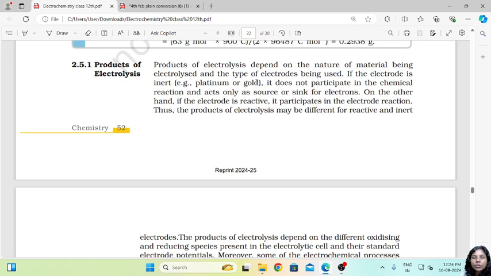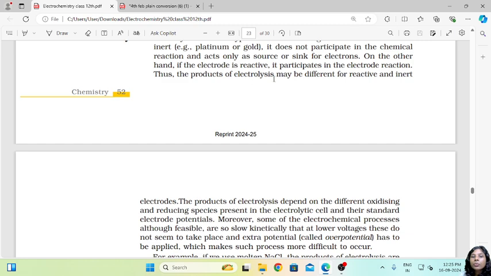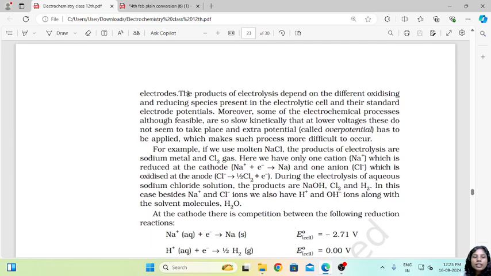Now if the electrode is inert, as in non-reactive, examples would be platinum and gold, in this case they don't participate in the chemical reaction, and it only acts as a source or sink for electrons. On the other hand, if the electrode is reactive, it will tend to participate in the electrode reaction. Thus the product of electrolysis may be different for reactive and for inert electrodes.